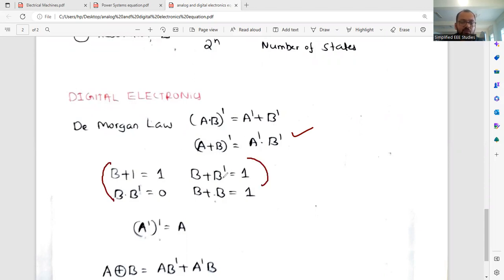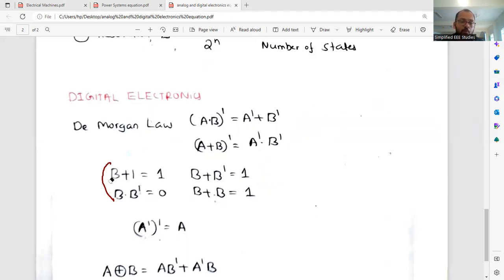Then some important relations for solving. B plus B dash is equal to 1. B plus B is equal to B. Similarly, 1 plus B is equal to 1. B dot B dash is equal to 0. Like that, you have to remember. Similarly, A bar whole bar, A dash whole dash is equal to A.